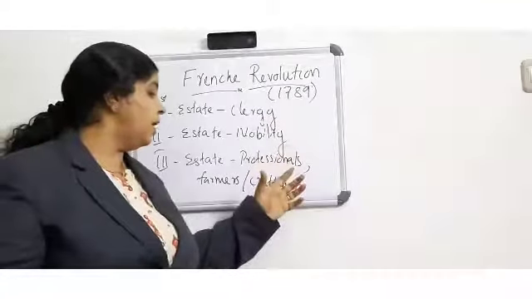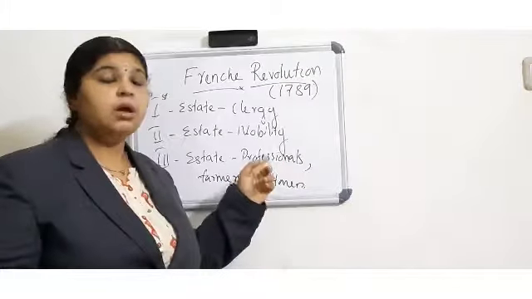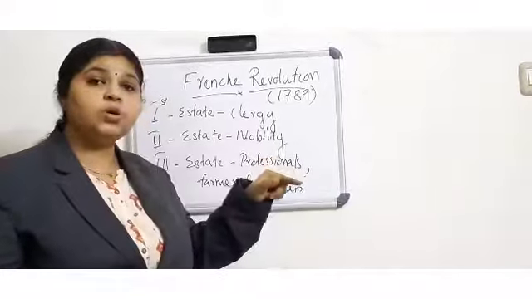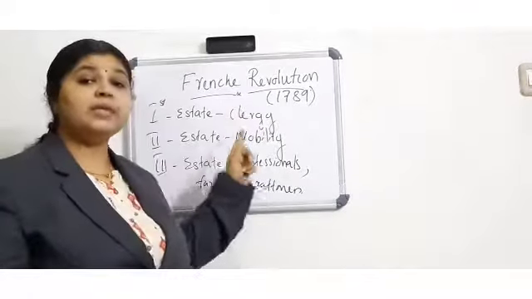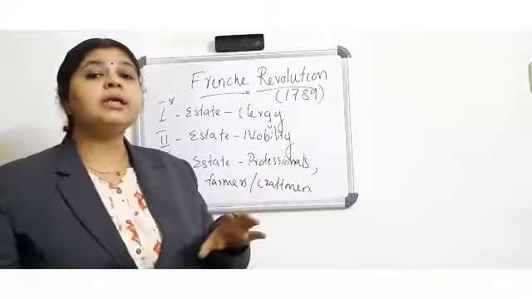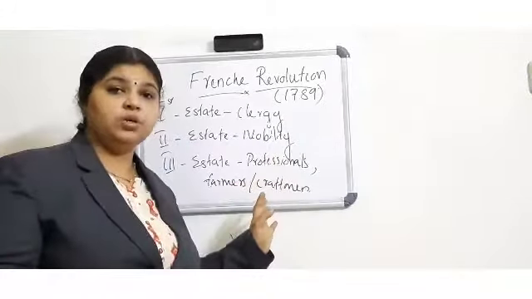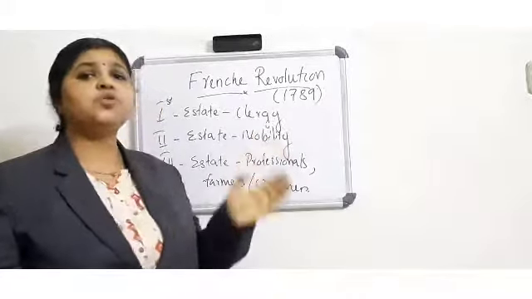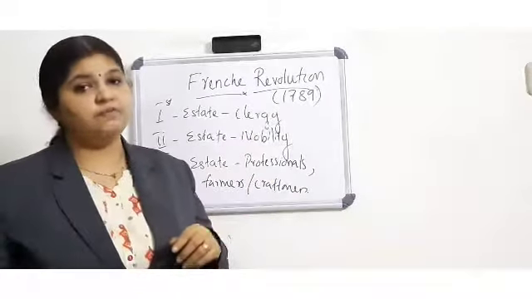Though the number of delegates was larger from the third estate, due to estate-wise voting, the first two estates always overruled the third estate. This time, the third estate demanded individual voting, and the first two estates opposed it. It led to a conflict.